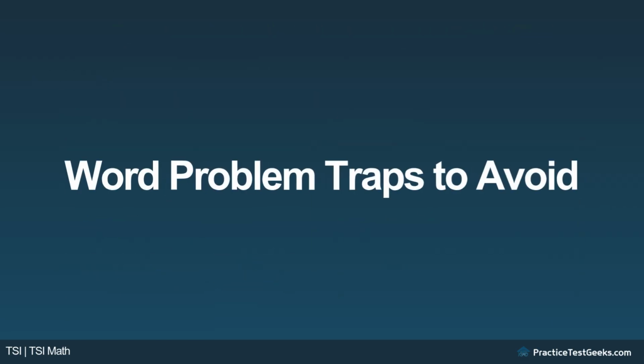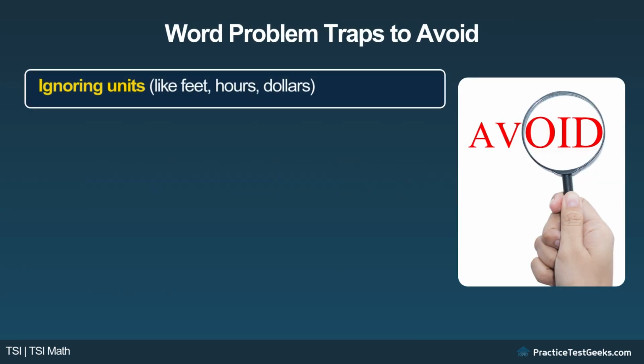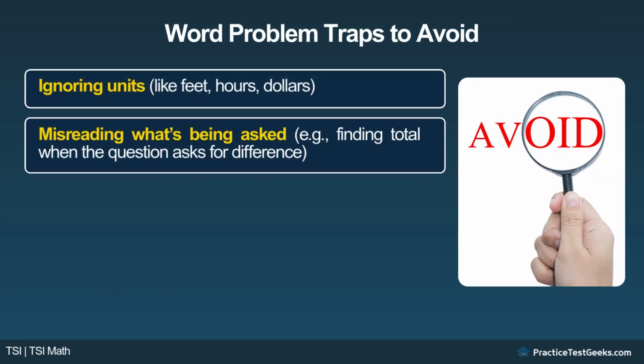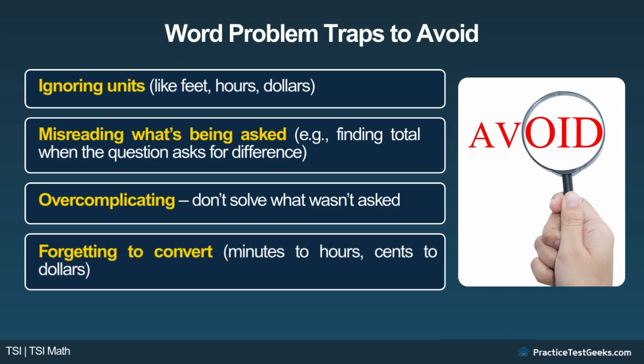Word problem traps to avoid. Ignoring units, like feet, hours, dollars. Misreading what's being asked. Example. Finding total when the question asks for difference. Overcomplicating. Don't solve what wasn't asked. Forgetting to convert, like minutes to hours, cents to dollars. Always ask, does my answer make sense?